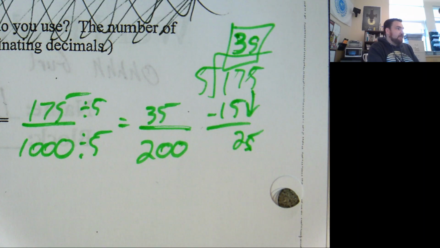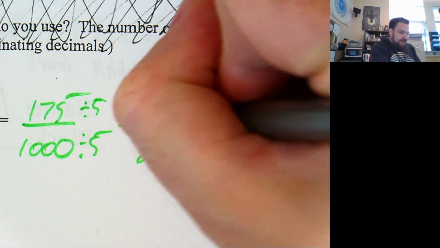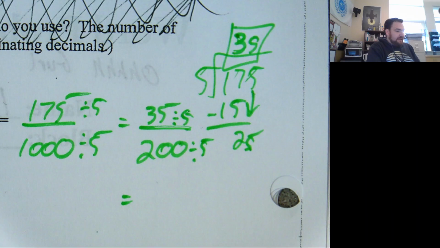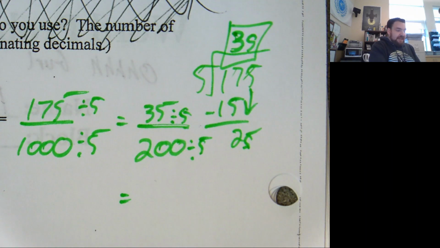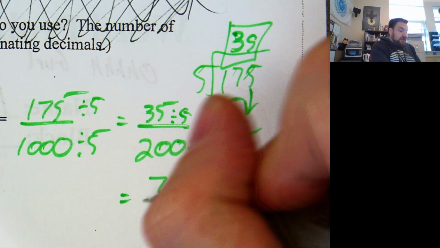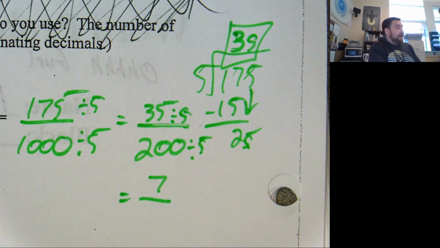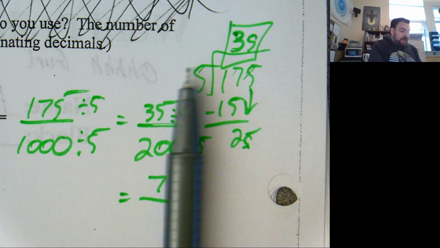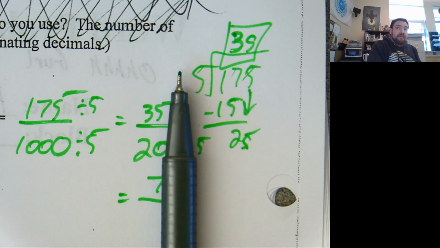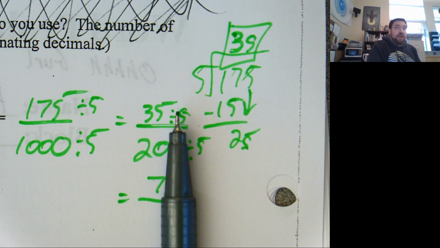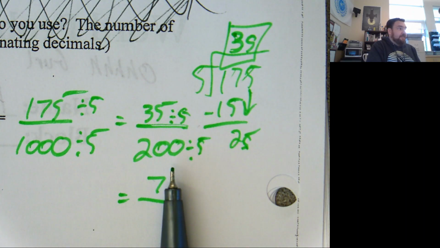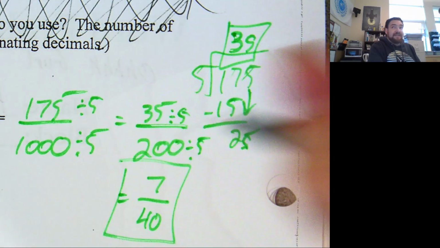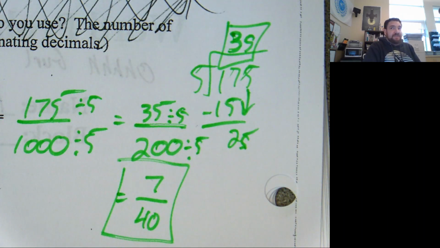Are we done? No, Ruben, because both of these are divisible by 5 again. 35 divided by 5 is the easier one in this case. You have your multiplication tables with you if you don't know them quick enough, but it is 7. And what is 20 divided by 5? 4. So what is 200 divided by 5? 40. And that is done because 7 is prime and 40 is not divisible by 7.